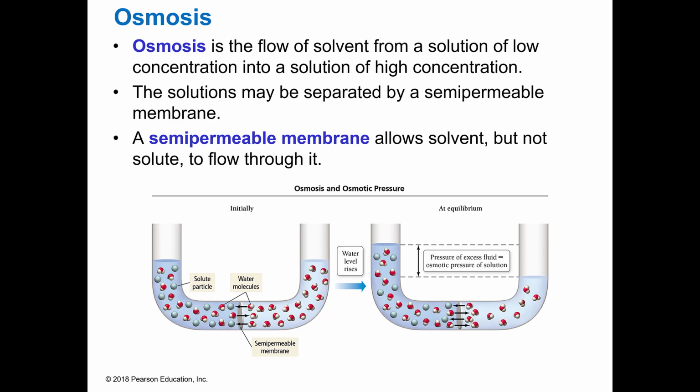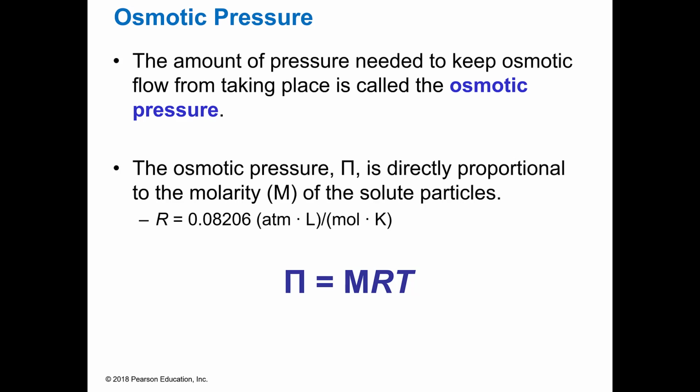Osmosis is the flow of a solvent from a low concentration to a high concentration. They could be separated by what's called a semi-permeable membrane, which means that it allows solvent to flow through, but it is not porous enough for the solutes to flow through. So if you've got something dissolved in water, the water can flow through, but whatever the solute is will remain on one side of that semi-permeable membrane.